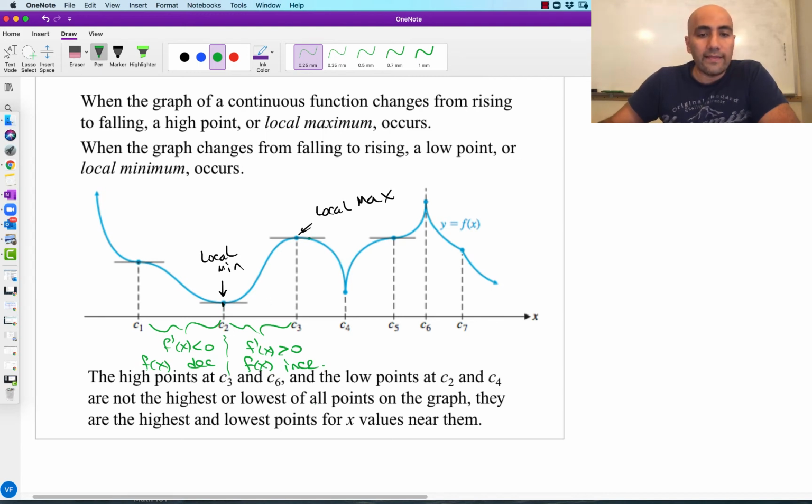Good. Okay, and then the opposite thing happens over here. Here we have the function increasing, so that means that the derivative is positive. And then next we run into a zone right next to it where the first derivative is now less than 0, which means that f of x is decreasing.